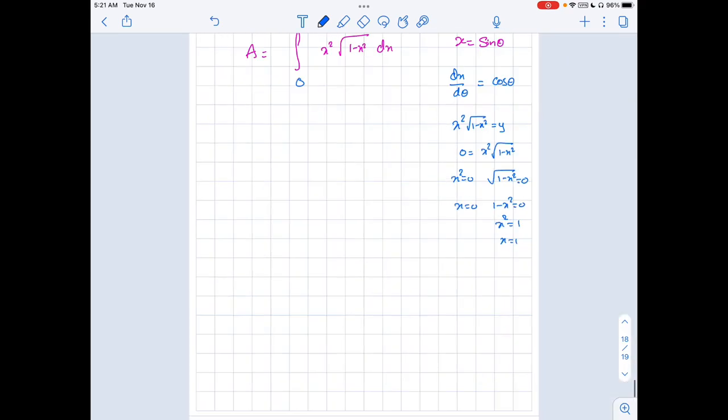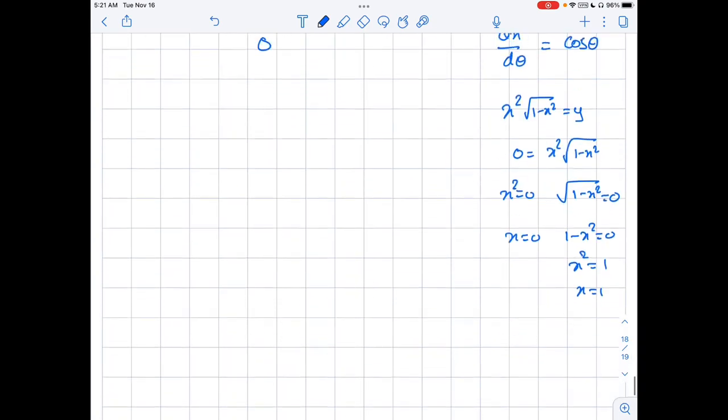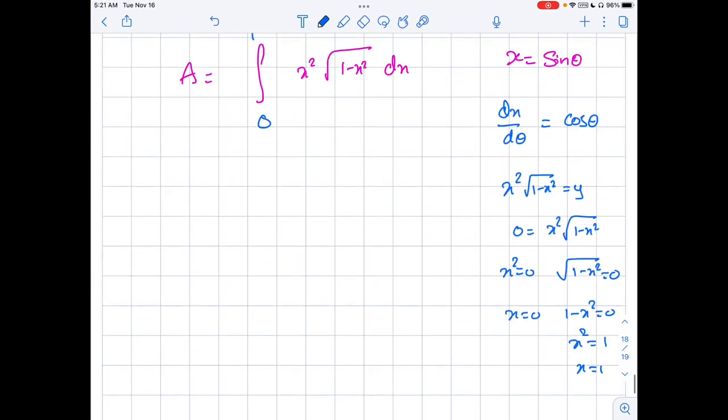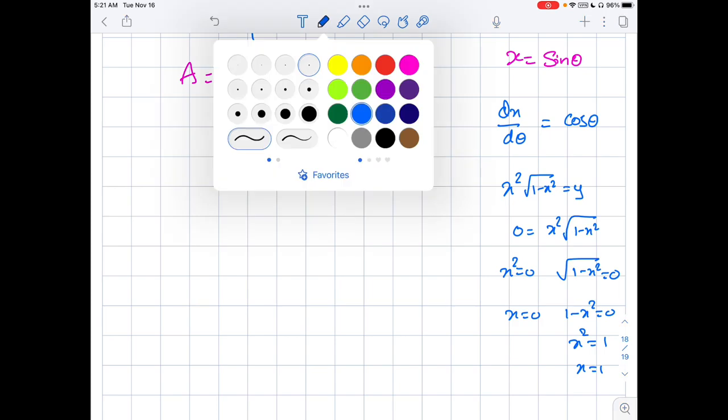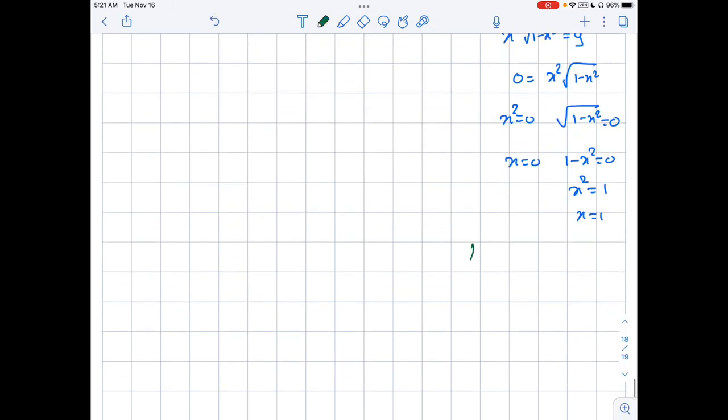So convert those limits into theta limits. Over here, lower limit is x is equal to 0, so 0 is equal to sine theta, which is theta is equal to 0. Upper limit 1 is equal to sine theta, so theta is equal to pi by 2.